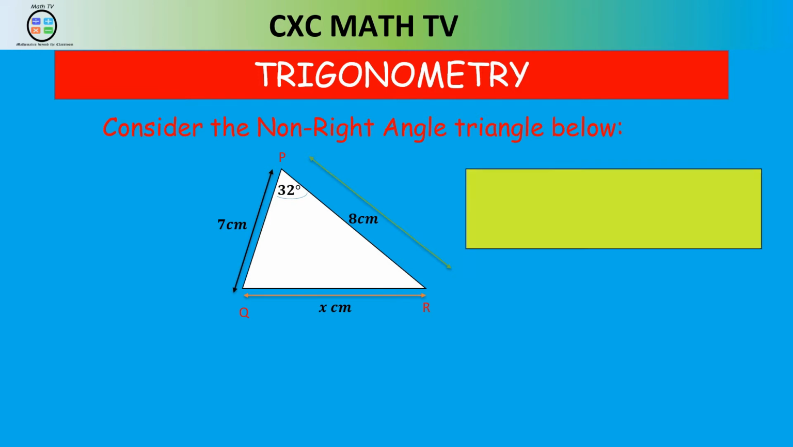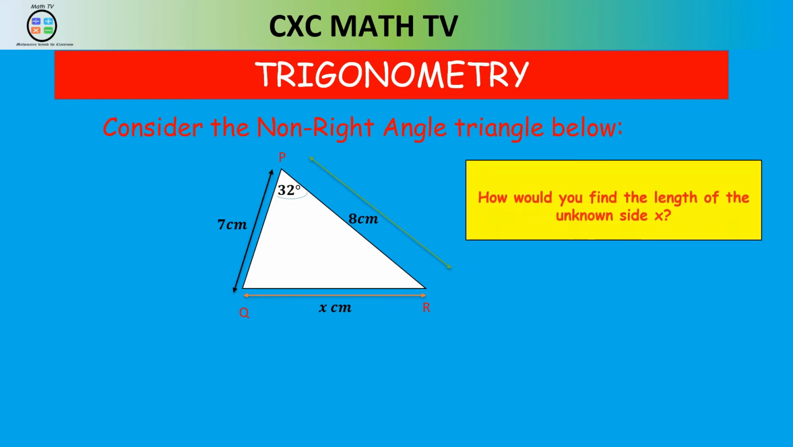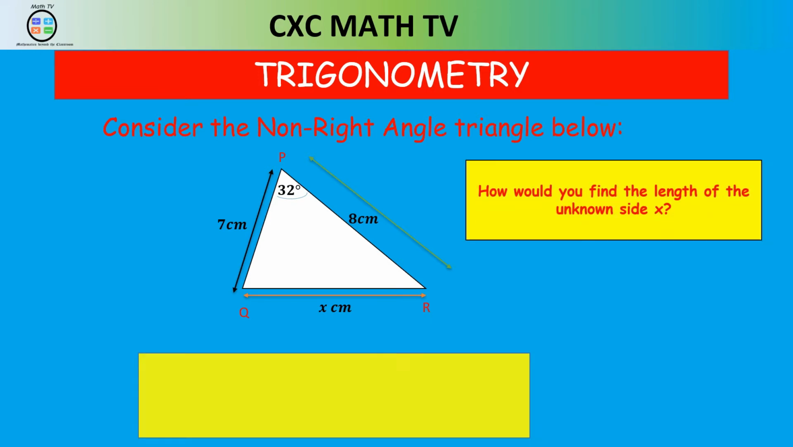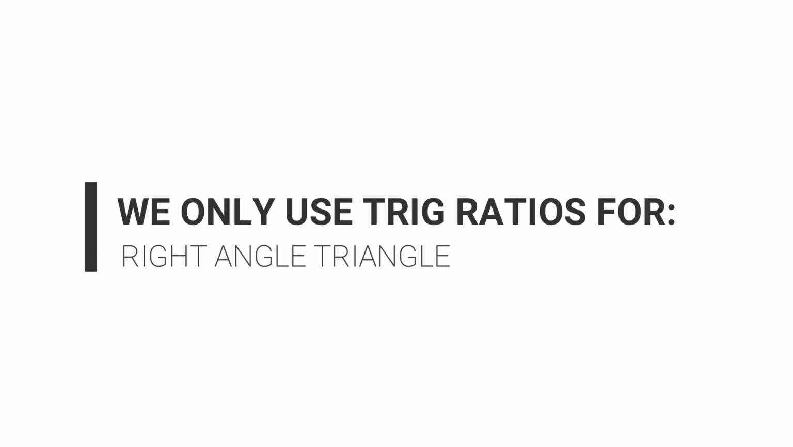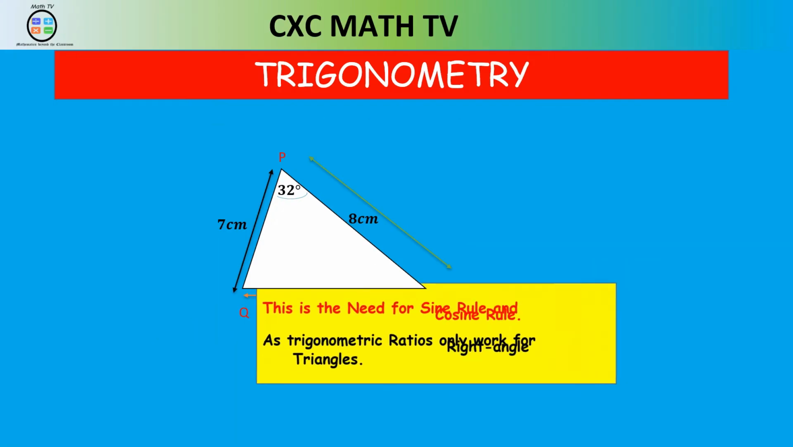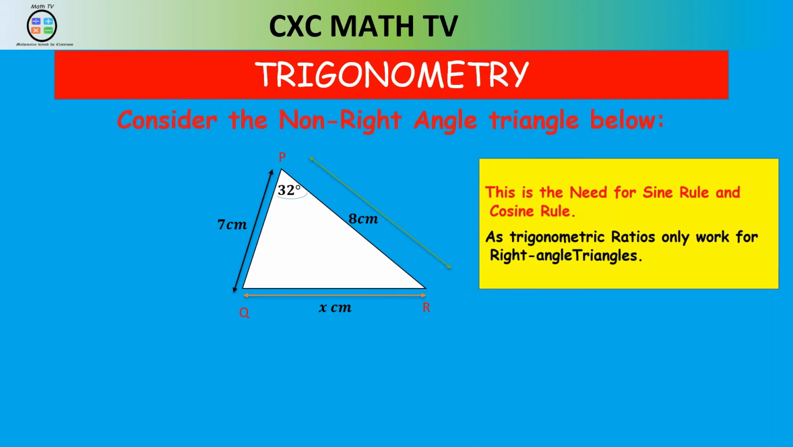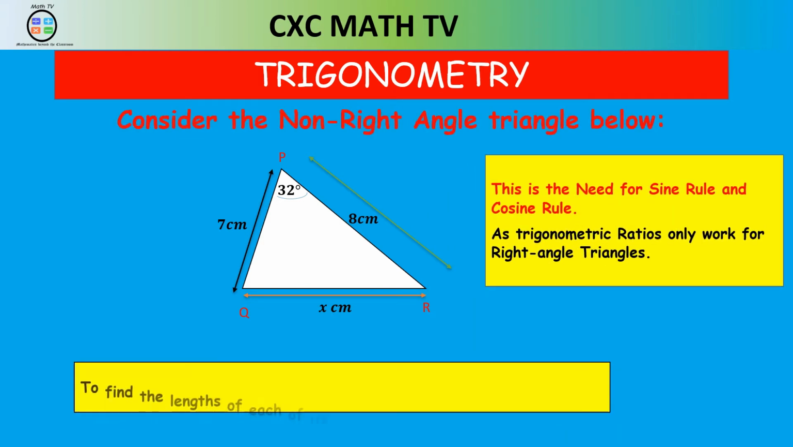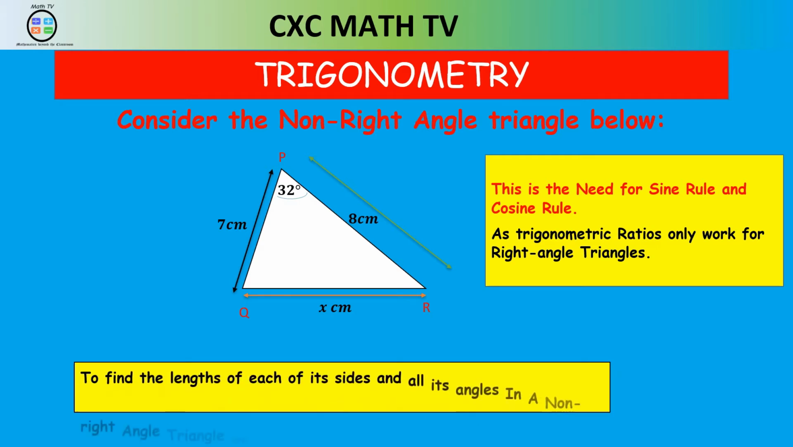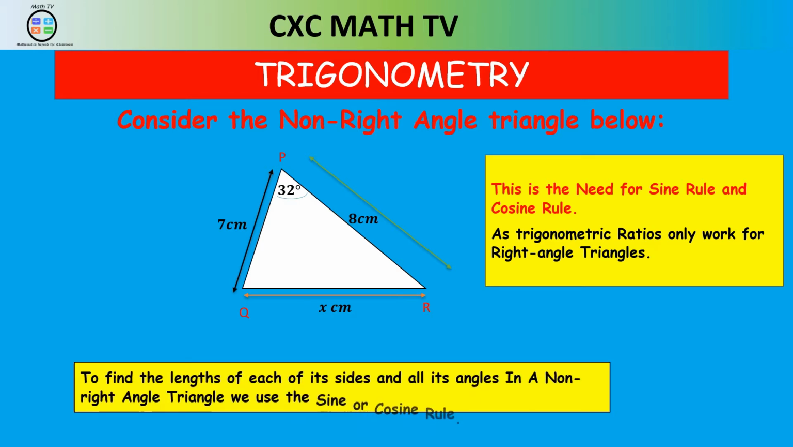Now, we cannot use trigonometric ratios for this question, and so this is the need for sine rule and cosine rule. We cannot use trig ratios because it is not a right angle triangle. So to find the lengths or angles inside a non-right angle triangle, we're going to need to use sine rule or cosine rule. Let us start with sine rule.